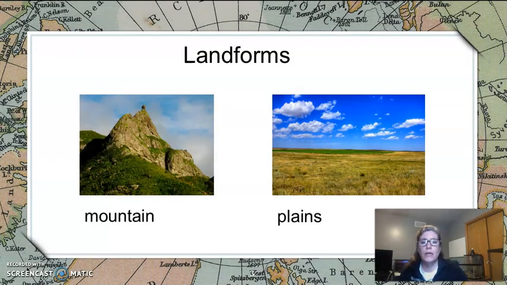So we are talking about landforms as part of land. So when we talk about landforms, we're talking about mountains, we're talking about plains. And notice as we look at these pictures, how are they different? How are they the same?